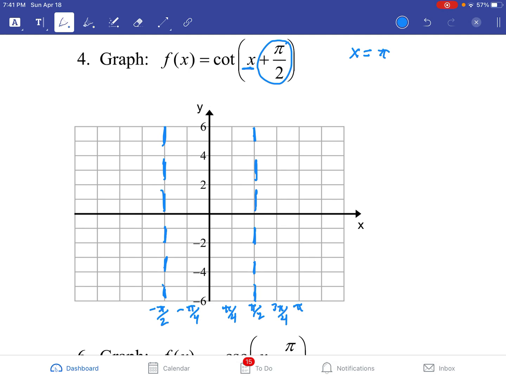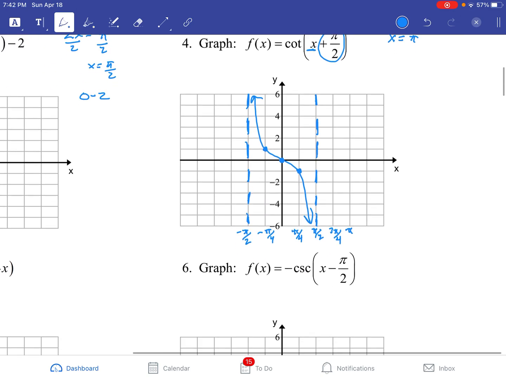Okay. Next, the first point. There's nothing being added or subtracted on the outside, so cotangent starts at 0. Goes up 1 to the left, down 1 to the right, and there's our graph. There's our cotangent graph.